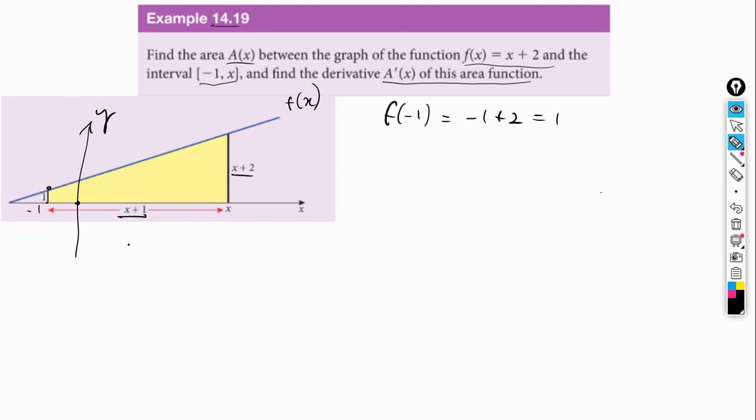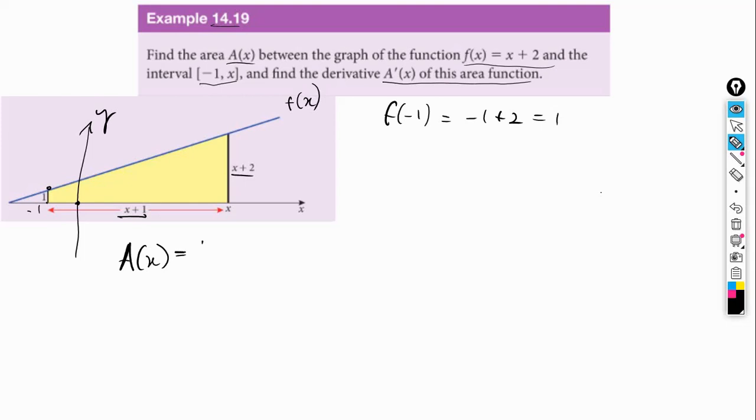So in order to find the area function, we have to take into account that this is not a triangle, but rather a trapezium. And remember that for a trapezium, the area is equal to 1/2 the sum of the bases times the height, right?